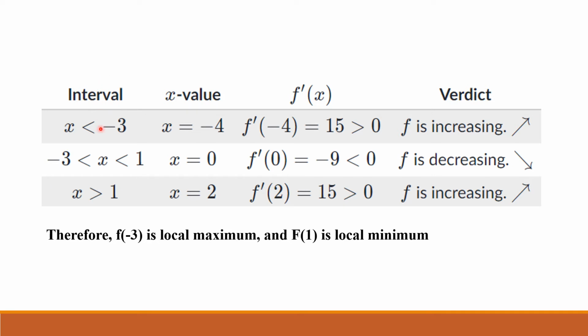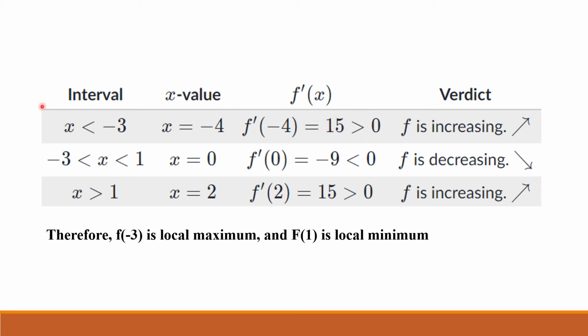The first column is the interval, the three intervals I found: less than -3, from -3 to 1, greater than 1. Then the second column is called x value, which means I'm going to choose any x value in this interval. Usually go for the easiest ones. And then you're going to substitute this x value in the first derivative function and check the value. Is it greater than 0 or less than 0?